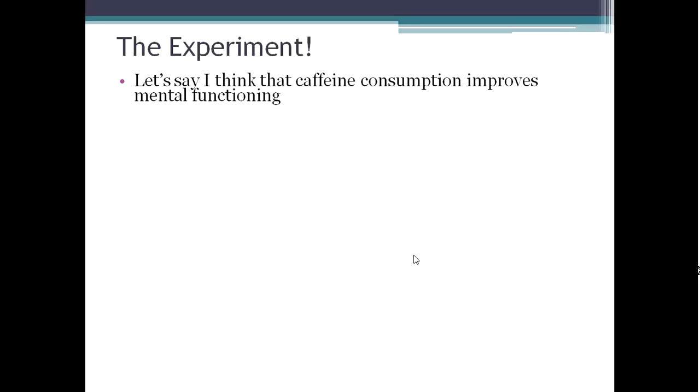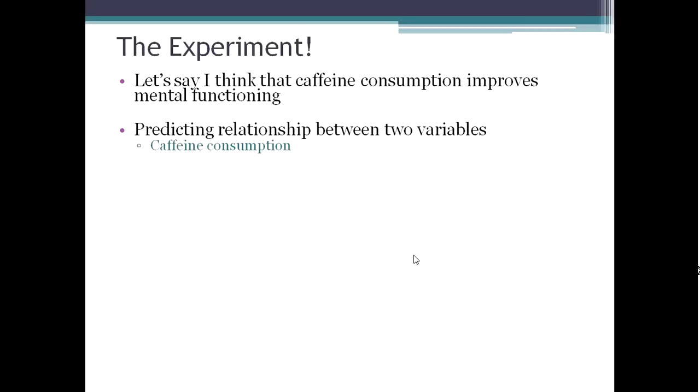We'll start with an example. Let's say I have a hypothesis that caffeine consumption improves mental functioning. I've thought about my experiences, and I believe this may be true, that caffeine consumption improves mental functioning. Now notice that in this statement here, I'm predicting a relationship between two variables, things that can take on different values. So caffeine consumption and mental functioning.